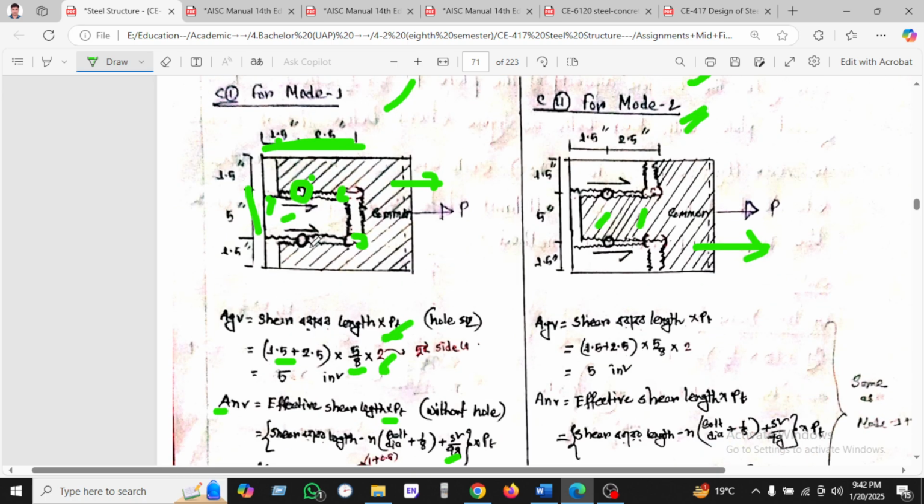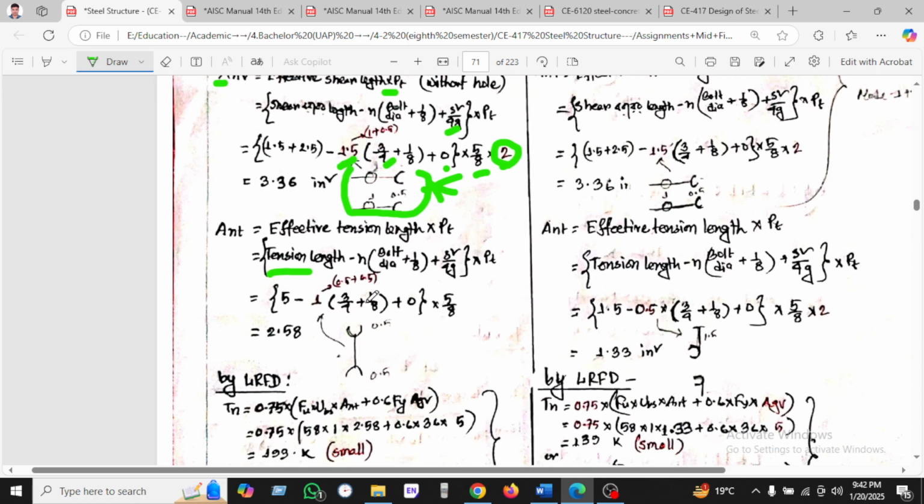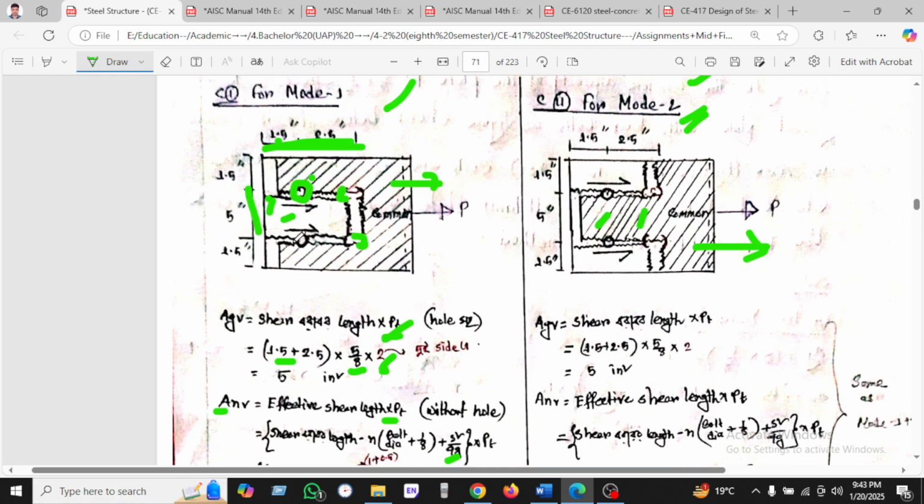So the tension member length is 5, and we are taking the half. Why are we taking half? This is the graph. We are taking the half hole and half hole. If we consider this portion there, then it will be half and it will be half. That's why we are taking half of the upper and half of the bottom.